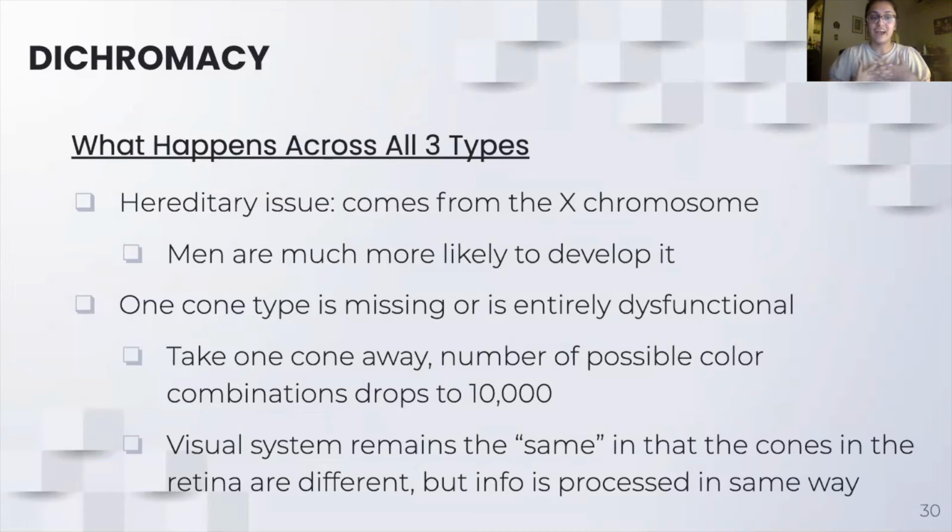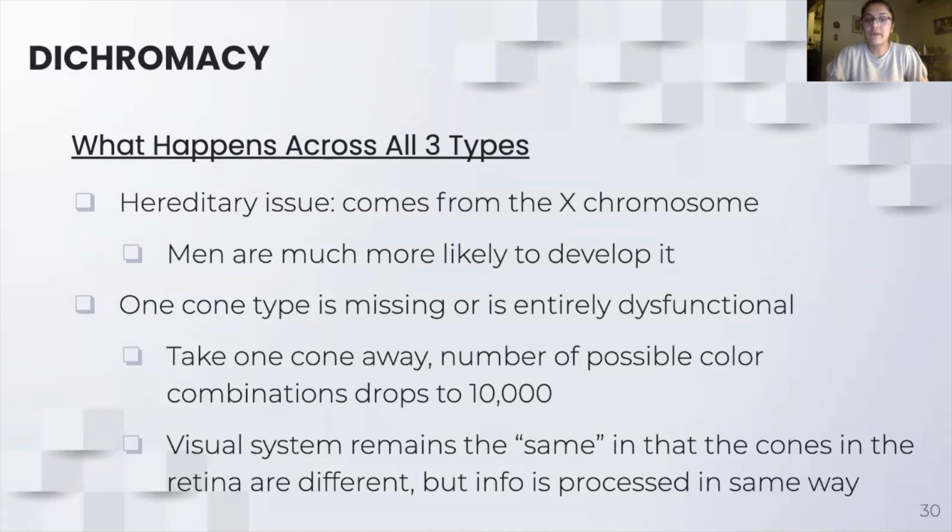Across all three types is a similar hereditary issue, that it comes from the X chromosome, that men are much more likely to develop it than women. In this case, one cone type is missing or is entirely dysfunctional, and taking one cone away, the number of possible color combinations drops to 10,000. We used to have, with trichromacy, our regular normal vision, 1 million color combinations.